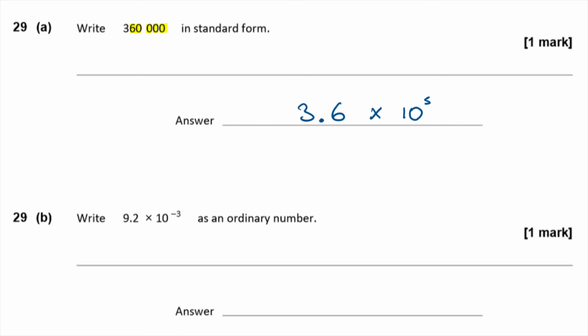When you've got a negative index, that means you've got a decimal number, not a big whole number. So 9.2 times 10 to the minus 3, it means I'm going to take my decimal point and move it 3 places to the left this time. 1, 2, 3. It's going to end up going there. And then I fill in zeros either side of that. So 0, 0, 0. So I'm going to get 0.0092 as my answer.